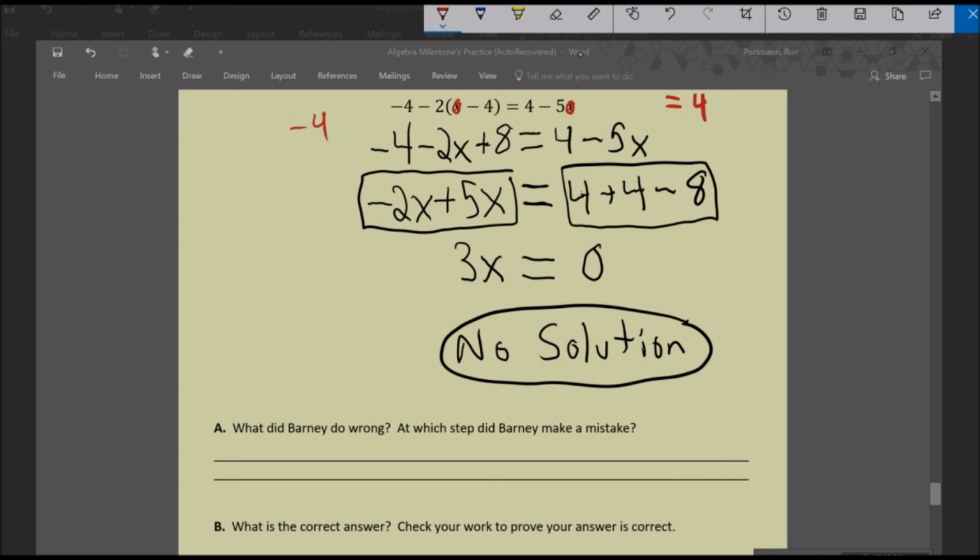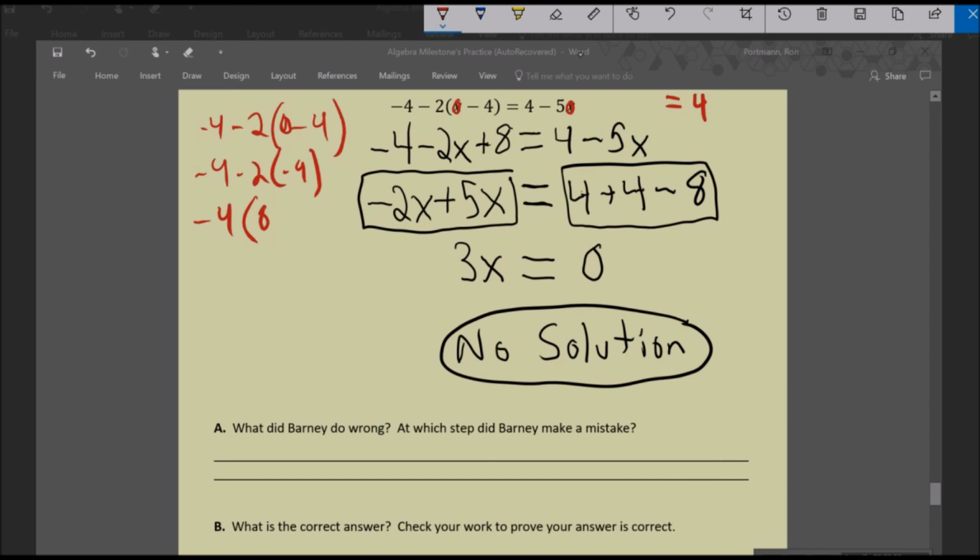And then you're doing 2 times negative 4. So I'm going to write this down. It's negative 4 minus 2 times 0 minus 4. We put a 0 in for x. So that would give us negative 4 minus 2 times negative 4. That would be negative 4. Negative 2 times negative 4 would give us positive 8. So that would be negative 4 plus 8, excuse me.